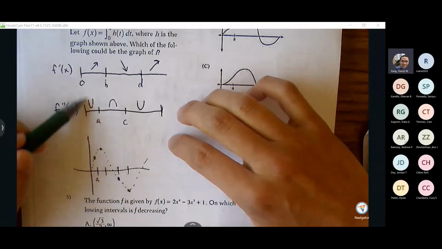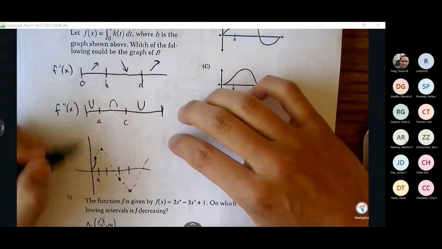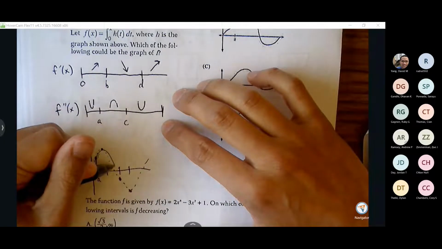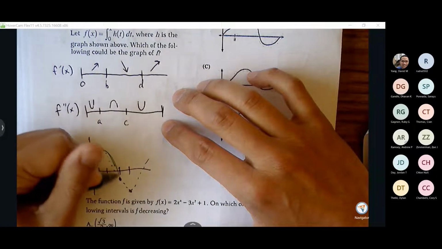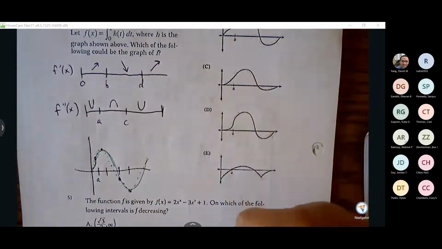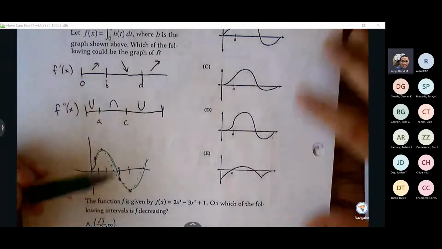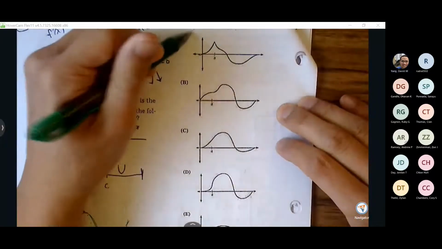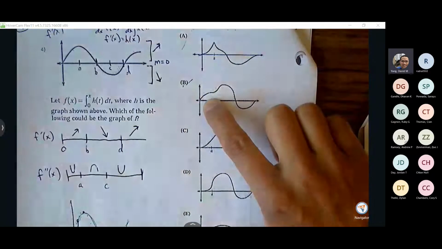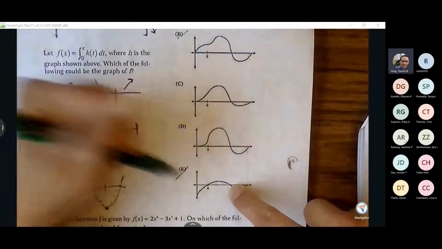We know that from 0 to A, we're dealing with concave up. So now I'm going to force a concave up shape into my graph. Between A and C, concave down. And then from C onward, concave up. Now, we're looking at our answer choices, and A is out. B is out. That's not showing concave up. But C and D look very similar, and E is definitely out.